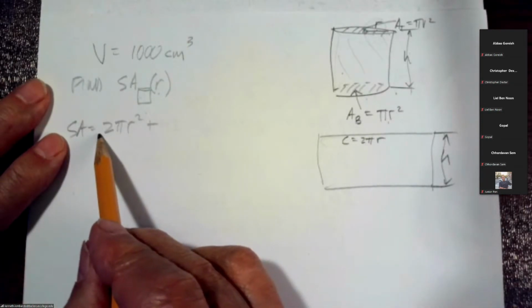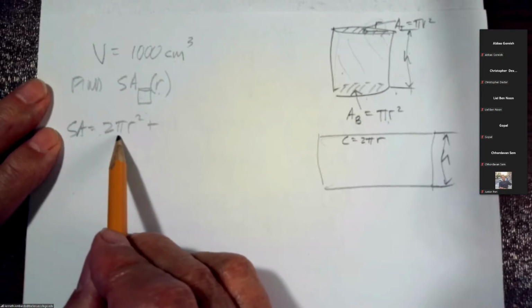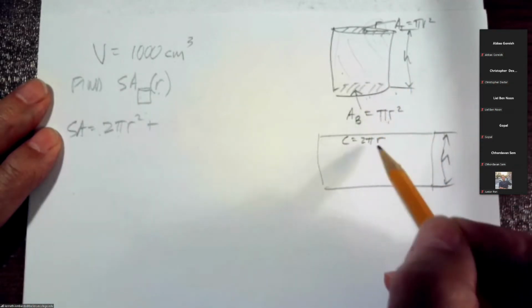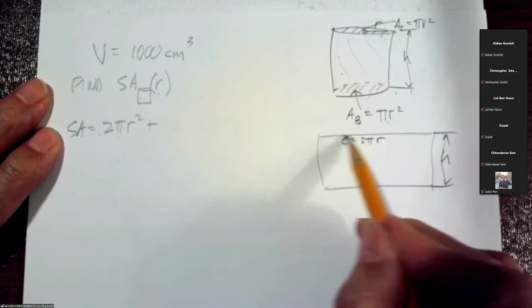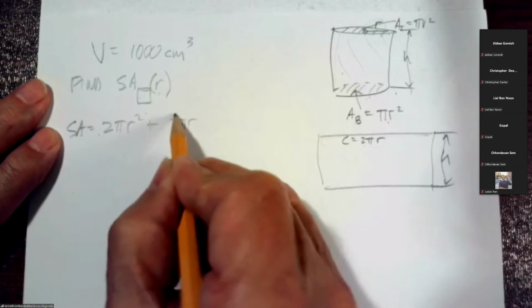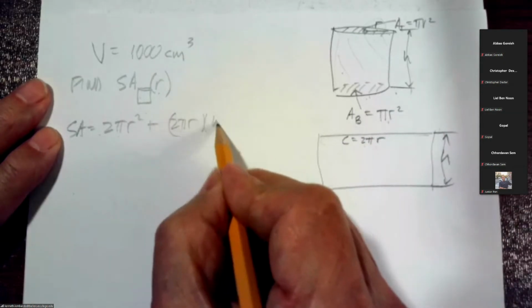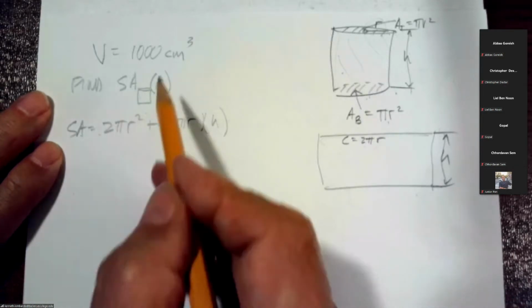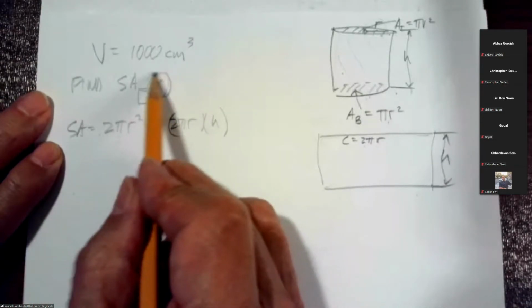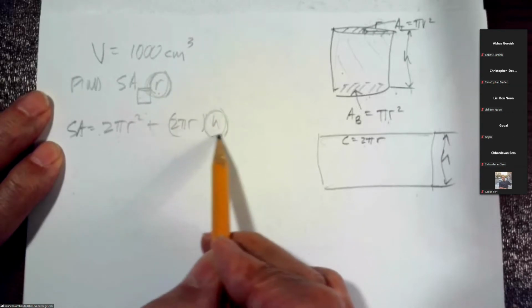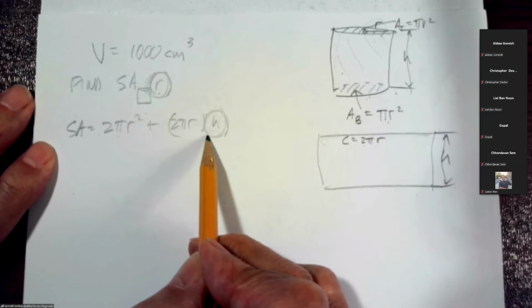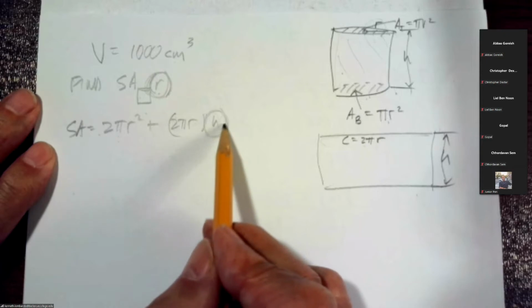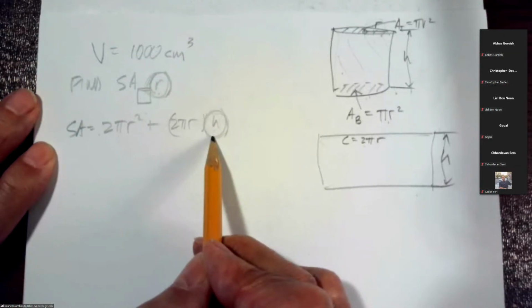So it looks like then the surface area equals 2 pi r squared plus 2 pi r, which is this length, times the height. Here's the height. But we want to express it only in terms of r. We don't want this h. So somehow we have to convert this h as a function of r. Is there some way we can convert this h to some function of r?